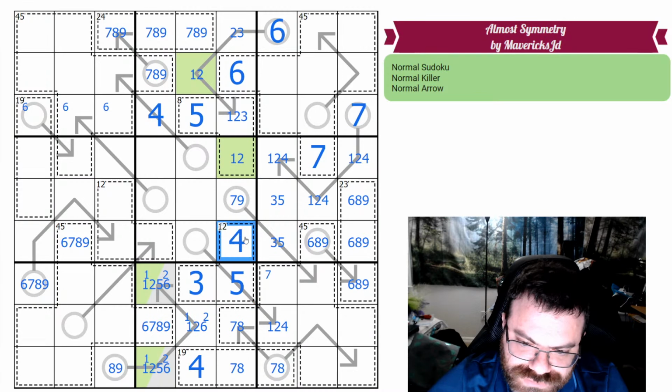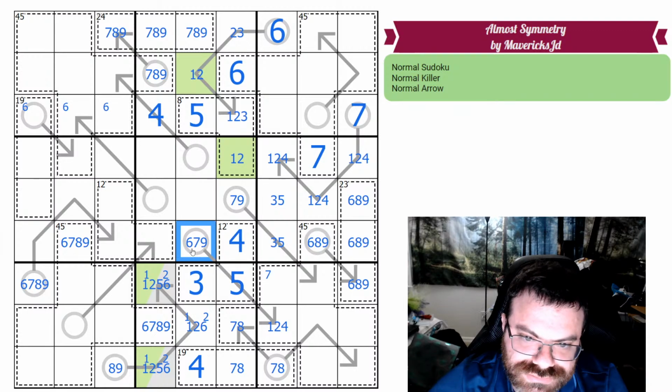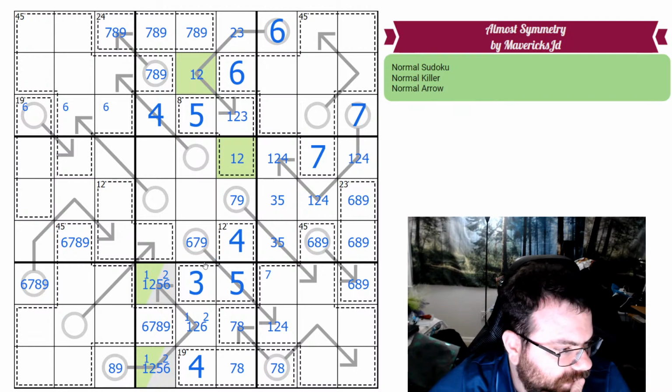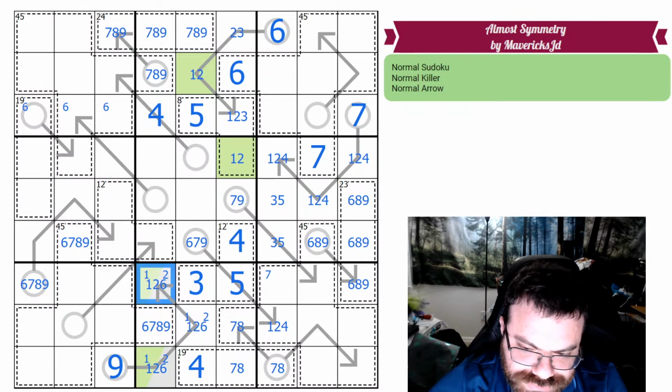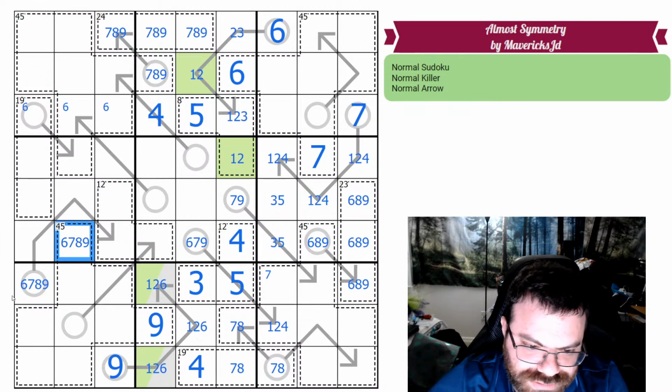This is 5 and 4. So this is 6, 7, or 9. Any of those restricted? Row 9, 7, 8 pair makes this a 9. So now it is 1, 2, 6. So this is not 6 or 7, 8, so that's a 9. So neither of these are 9s.